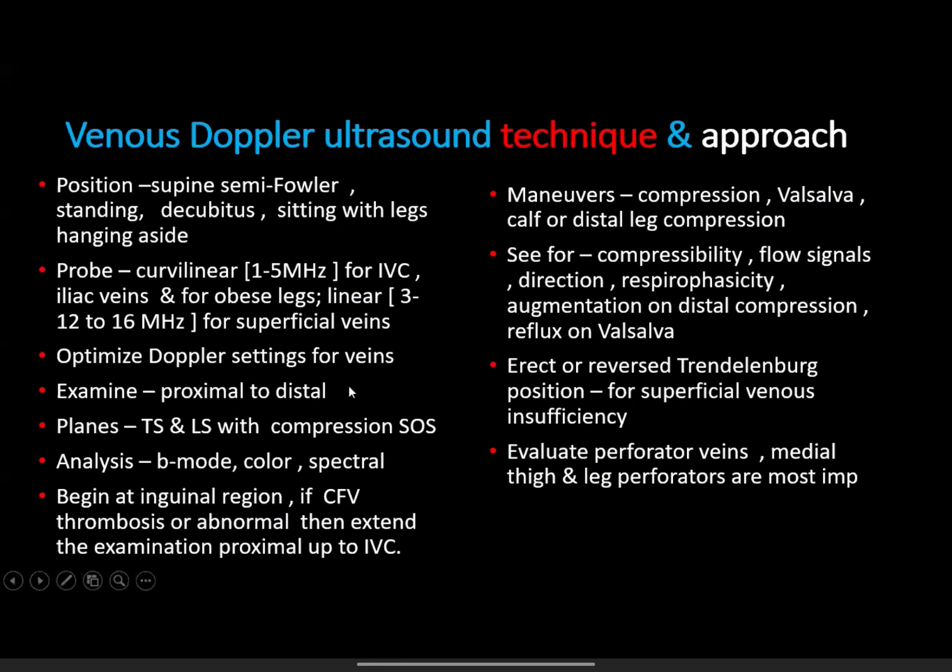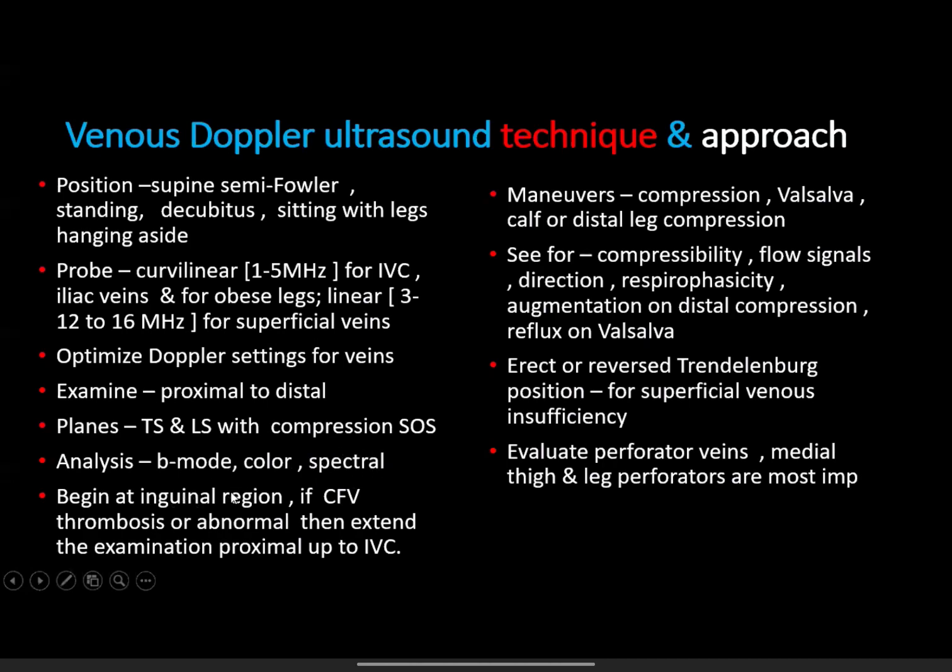We examine from proximal to distal because the proximal veins are larger in caliber, so it is very easy to examine, and this is how we normally examine. We examine every segment of the vein in transverse plane and in longitudinal plane with graded compression to see the compressive ability of the vein. We analyze the vein in B mode: we can see its wall, its perivascular area, its lumen, and whether there is any intraluminal content or not. Then we examine on color to see the flow signals and to characterize the spectrum through pulsed wave Doppler.